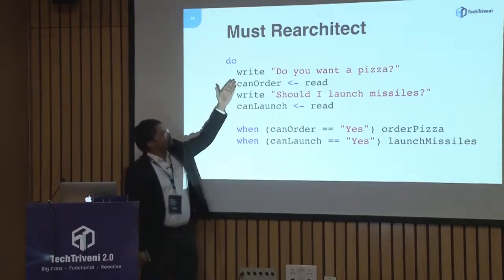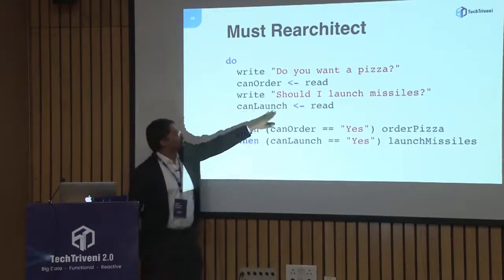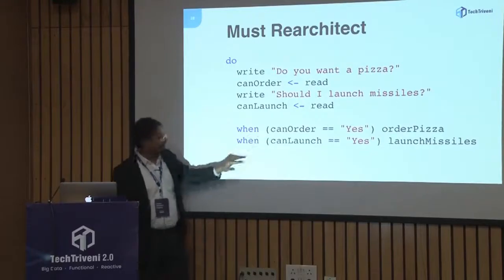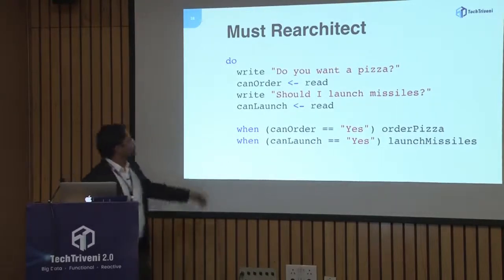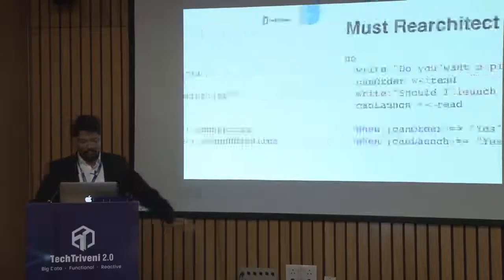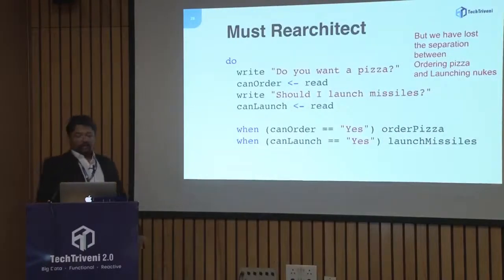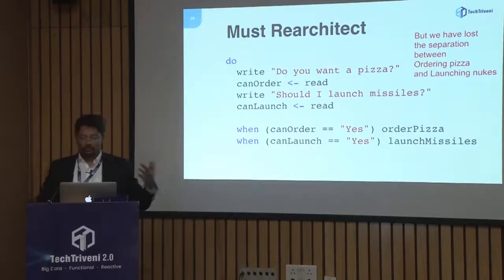So you ask a question, store the result of that question in this variable, ask a question, store the result in this variable, and then you do the two effects together, right? And you can potentially imagine doing other stuff in between, right? Pretty simple code. But now we have, as I said, lost the separation between ordering pizza and launching nukes. We don't want that.